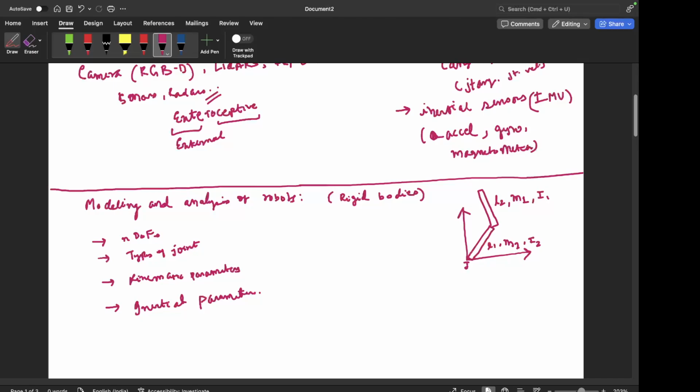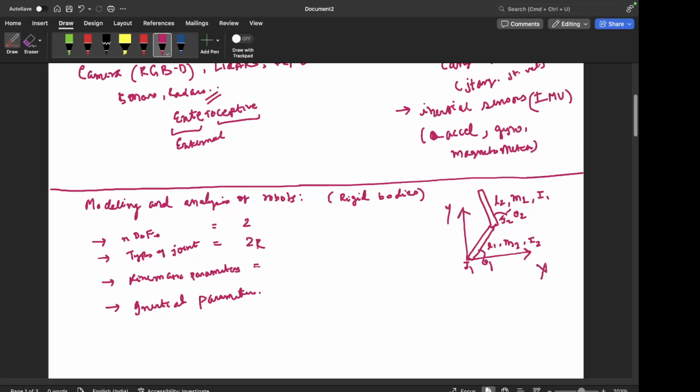This is joint one. This is joint two. This angle is theta one. This angle is theta two. This is the x-axis. This is the y-axis. So let's first gather this information for this system itself. The number of degrees of freedom is 2. The type of joint is 2R, two revolute joints.